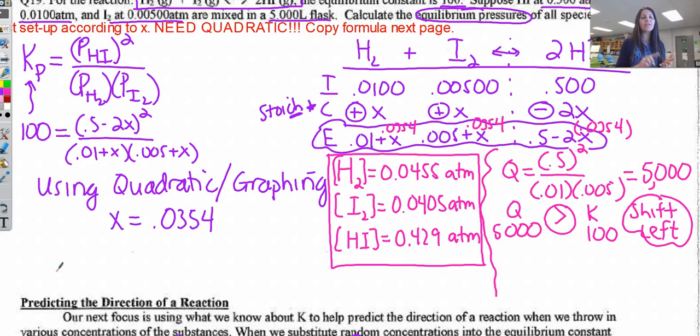The other thing I wanted to mention is do not change your K from, let's say, KP to KC, unless you're told to. If you're told it's KC and you're given pressures, then you'll want to do that switch on that equation. Otherwise, don't do it.